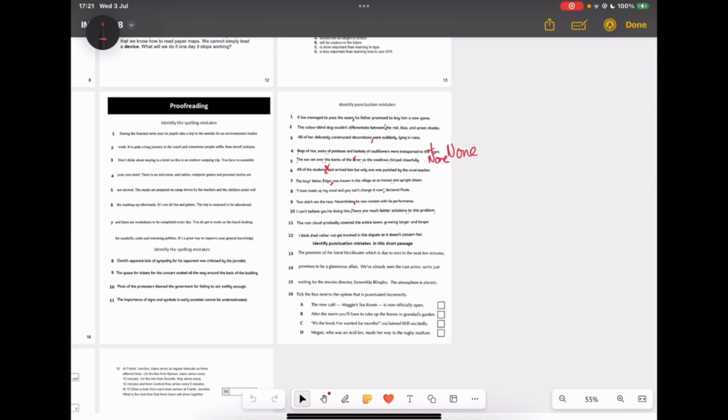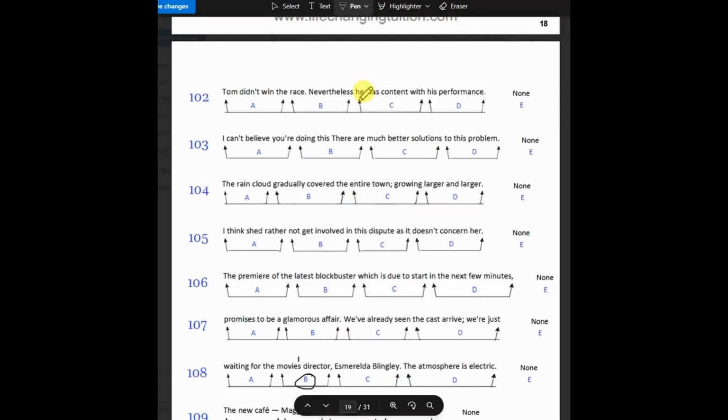Gradually covered the entire town, growing larger and larger. Question 104. So this is a good one. When you see an apostrophe, when you see a semicolon, you should be able to utilize this to think about maybe there's potentially something wrong here. So a semicolon should connect two independent clauses.